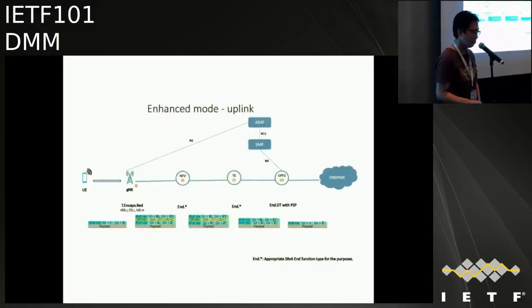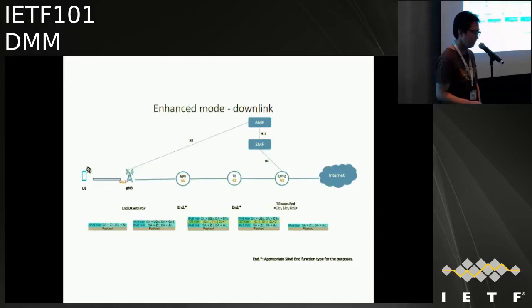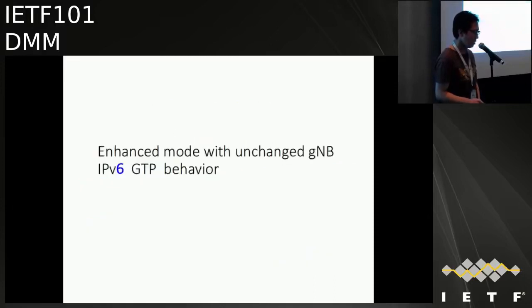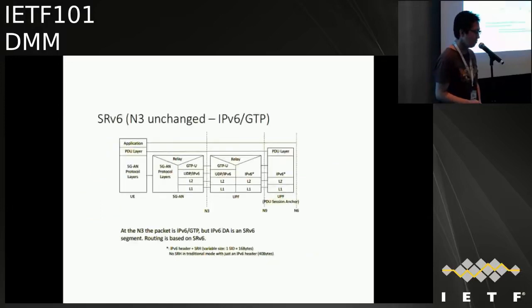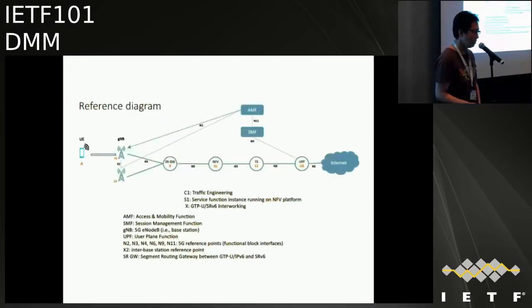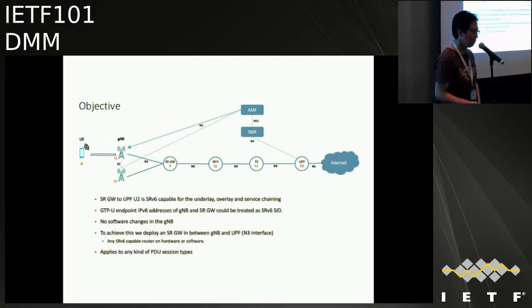Next is the enhanced mode, with a different diagram here and some interesting points listed on this slide. The packet flow is here for uplink and downlink. We also mention the IPv6 GTP case. So here is a 3GPP style protocol stack, with GTP-U on top of IPv6 on the N3 interface. Here is the reference diagram, and some objectives are listed to deal with.